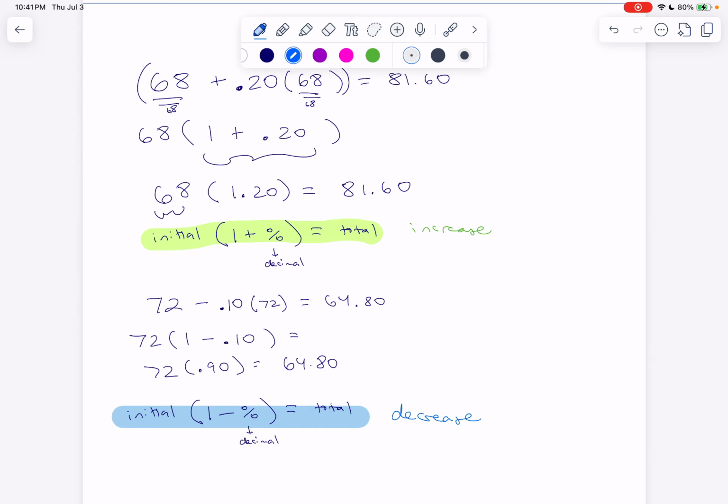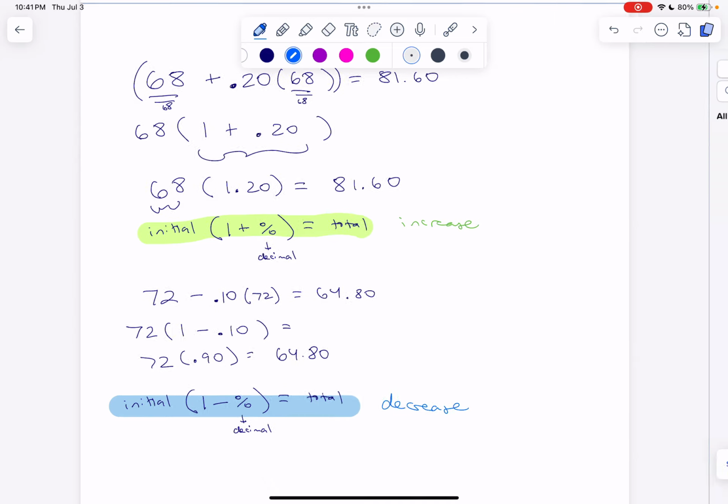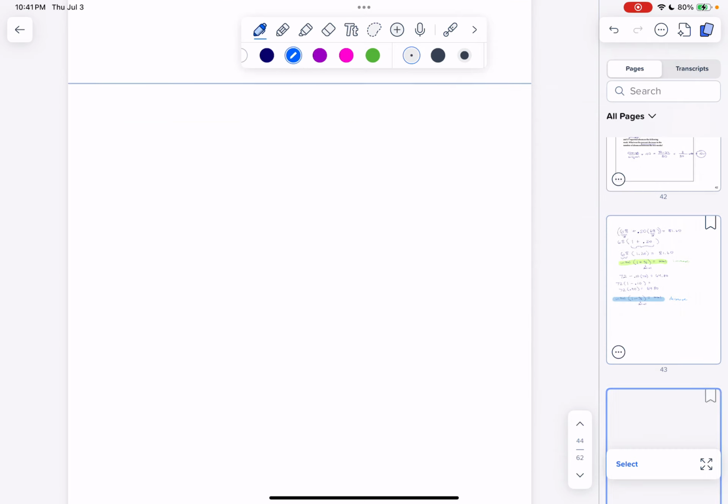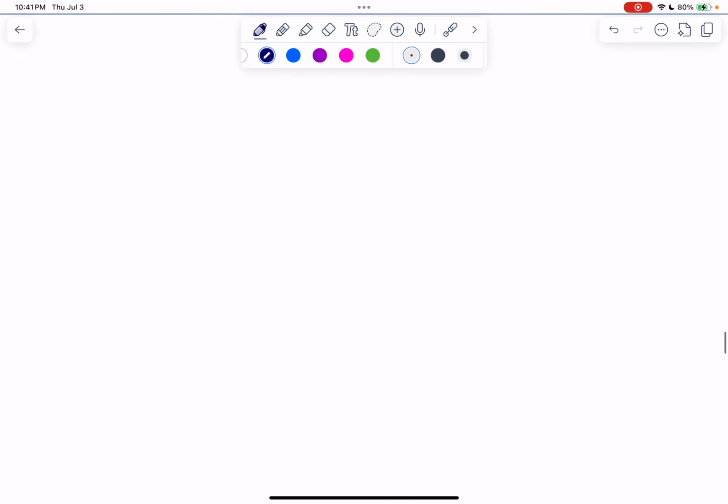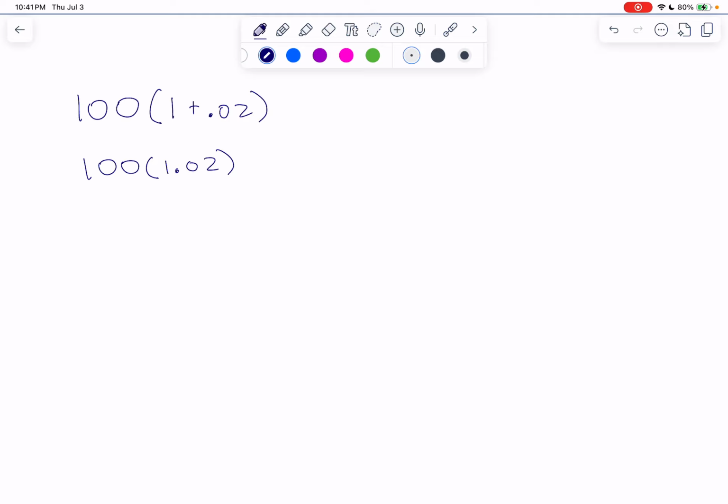Now, we can also manipulate this formula. I'm going to add another page for a little more space here to do exponential growth. Let's think about it this way. What if I put $100 in the bank? It is going to increase at a rate of 2% each year. I would have to take all of my $100 and increase that by 2%. So that would be the same as taking 100 and multiplying it by 1.02. And that'll give me my 2% increase.